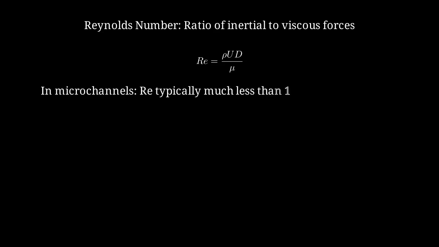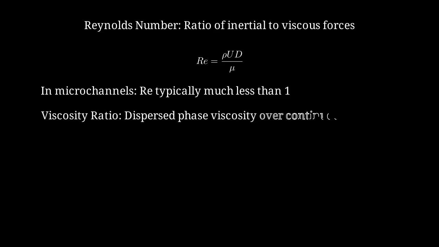The Reynolds number tells us the ratio of inertial forces to viscous forces in the flow. Reynolds number equals density times velocity times diameter divided by viscosity. In microchannels, Reynolds numbers are typically much less than 1, meaning flow is completely laminar with no turbulence. The viscosity ratio compares the viscosity of the dispersed droplet phase to the continuous surrounding phase. Lambda equals the dispersed phase viscosity divided by the continuous phase viscosity.